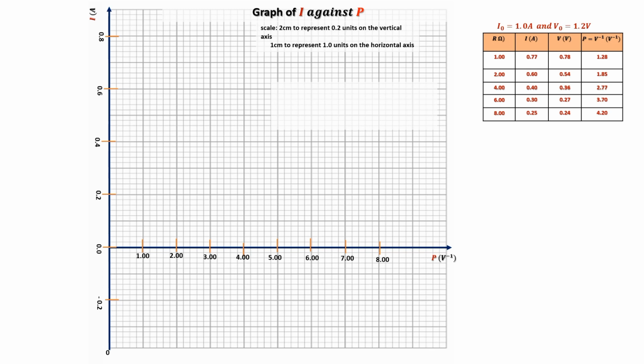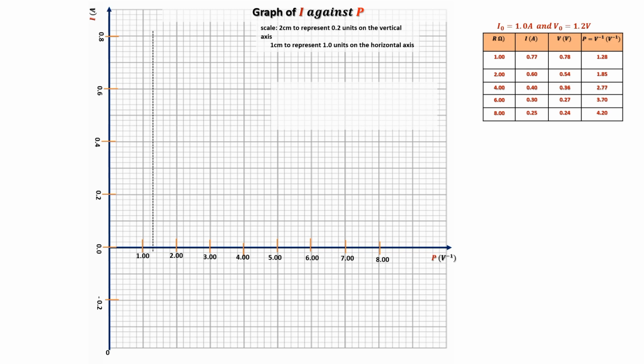Now this is the graph plotting. We are plotting the graph of I against P, and you can see our table of values. Our table of values has the units of each column represented, and we have uniform number of decimal places. So the scale here is 2 cm to represent 0.2 units on the vertical axis, and 1 cm to represent 1.0 units on the horizontal axis. And also our axes have their corresponding units represented. Very important. These are the things you need to take note of during graph plotting. So let's go ahead quickly to plot our points.